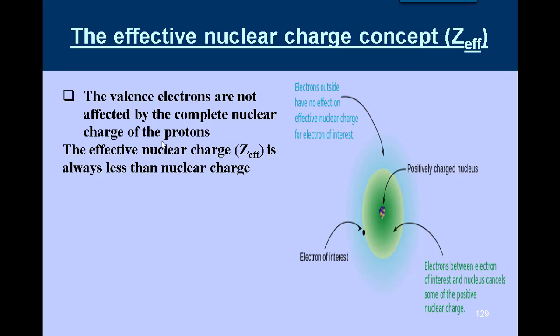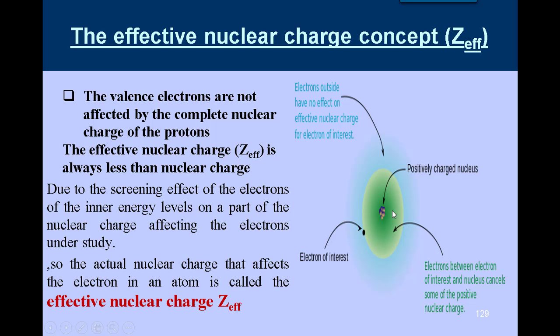So the outermost electrons, or the valence electrons, are affected only by something called the effective nuclear charge, which is always less than the real nuclear charge. But the question here is, why is the effective nuclear charge less than the real power of the nucleus? This is simply due to the screening effect of the electrons of the inner energy levels.